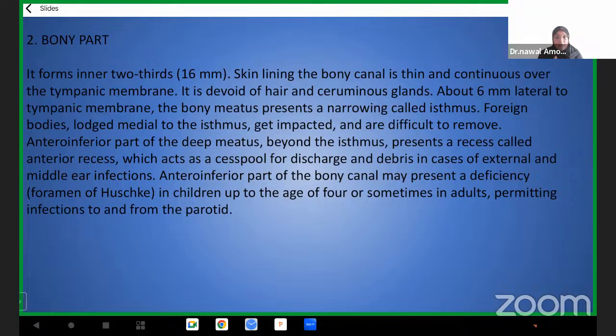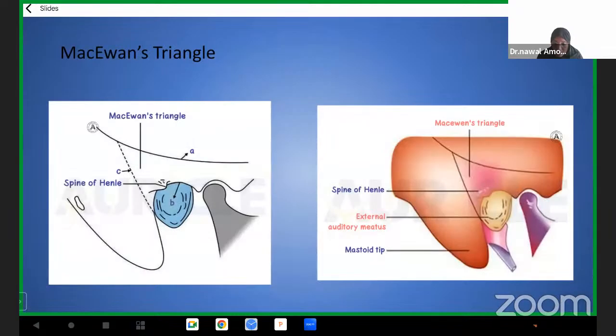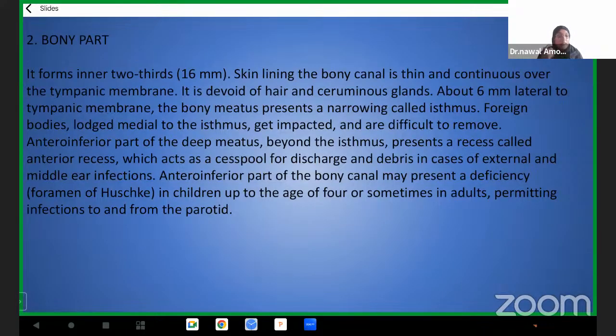Now, coming to the anatomical part, the anterior inferior part of the deep meatus presents a recess called the anterior recess. This recess acts as a pool for discharge of debris in cases of external and middle ear infections. So in cases of external and middle ear infections, you'll have discharge. That discharge collects because of this recess known as the anterior recess, placed in the anterior inferior part of the deep meatus.